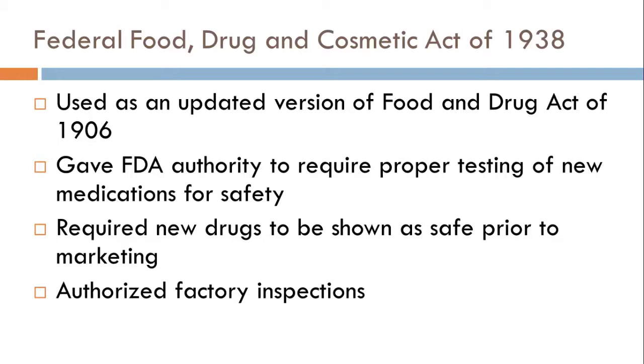There are drugs out there that may have helped us at some point, but did so much harm to different patients that might have taken it that it was just deemed to be too risky to bring it to market. Also, this act brought around authorized factory inspections. So now the FDA can go and take a look at a factory and make sure that they're being sanitary, that they're being safe, that their chemicals are being stored in a proper way. All of that comes from the Federal Food, Drug, and Cosmetic Act of 1938.